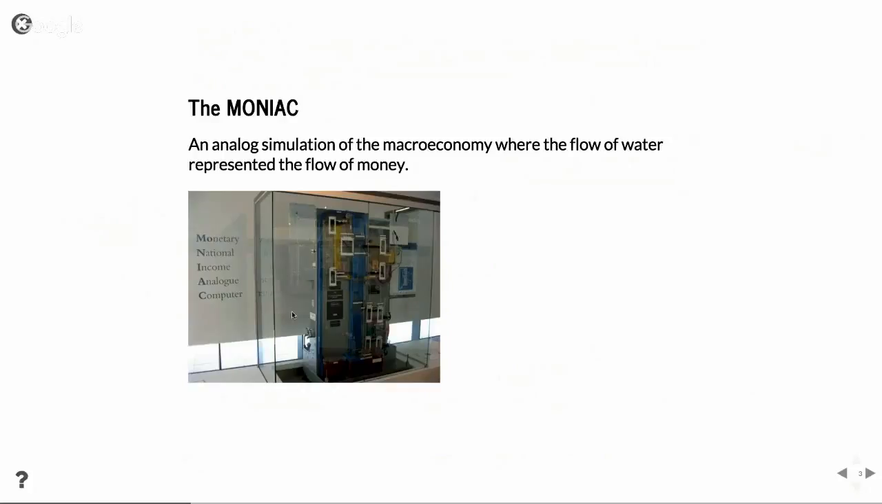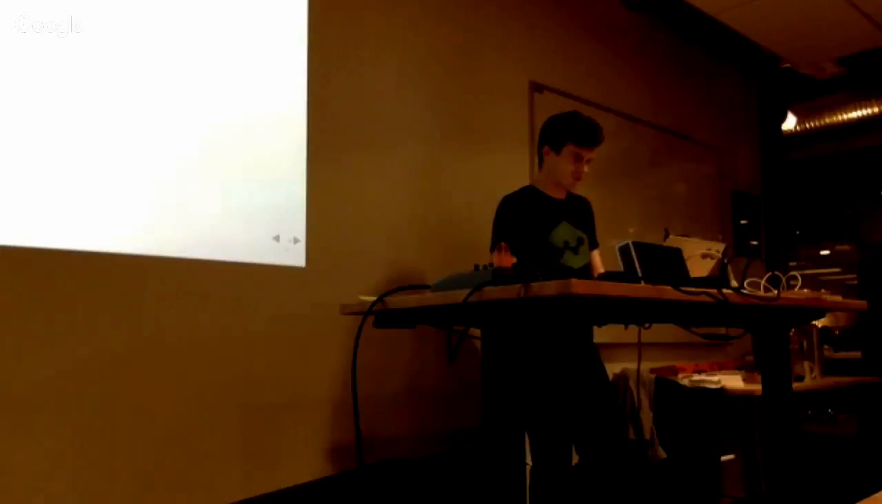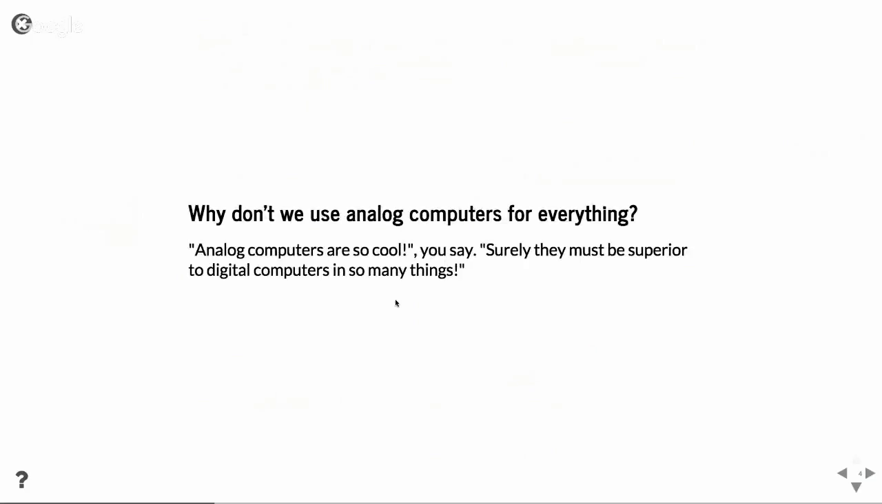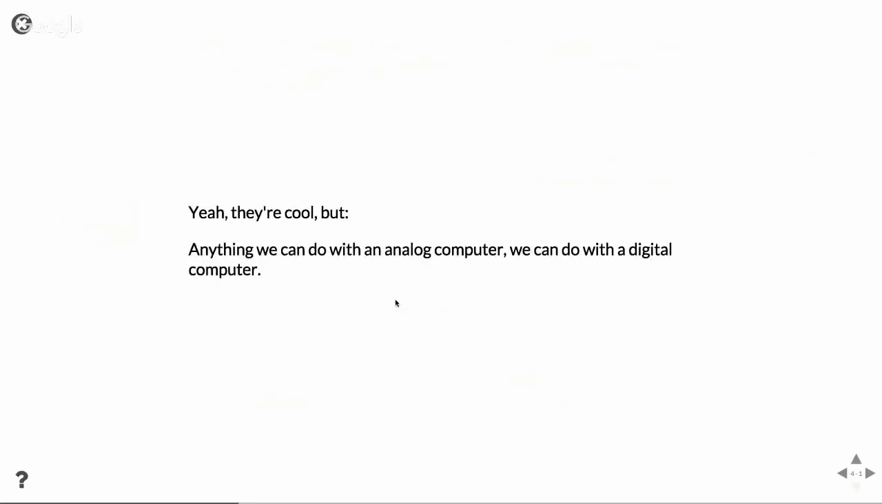You could do this whole thing in a digital computer, and we actually do today. You could do it on paper, and they did back at the time. This is like from around the 50s or something. But this was fun to do. And it's a computer. It simulates the macroeconomy. So why don't we use analog computers for everything? Yeah, it's really nice, but digital computers work just fine. And I think anything you can do with an analog computer, you can also do with a digital computer.